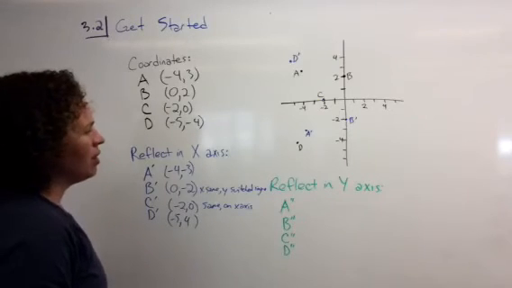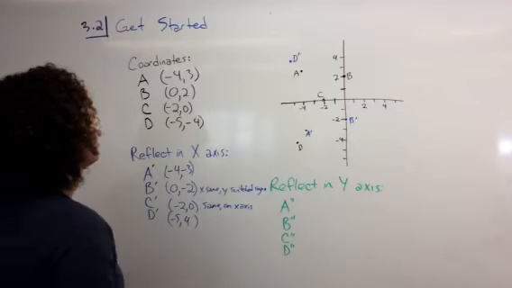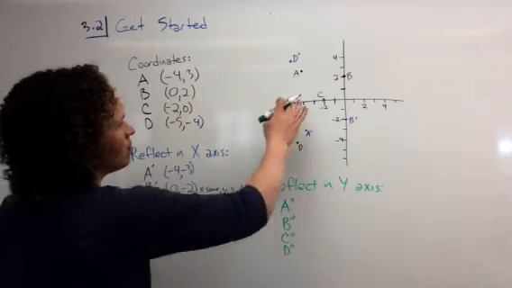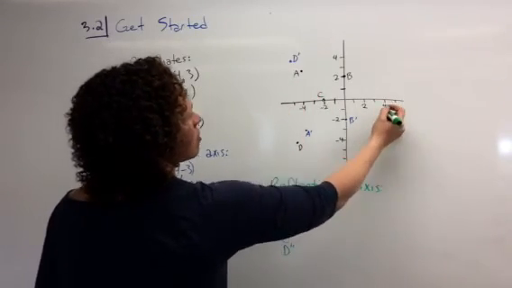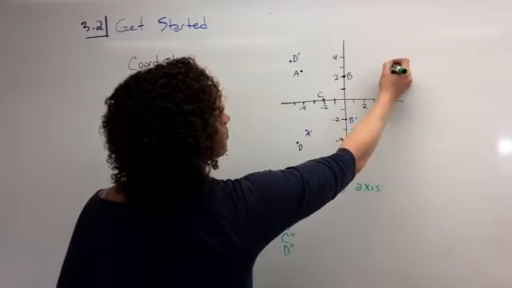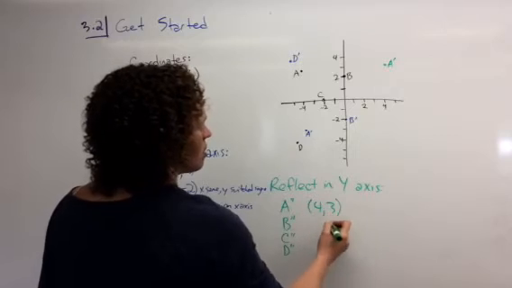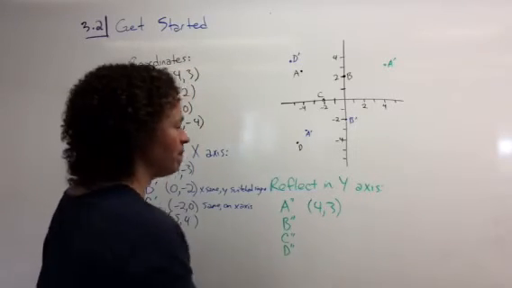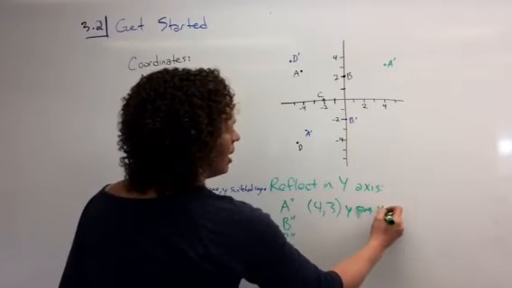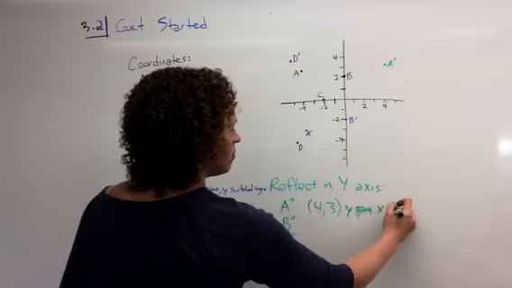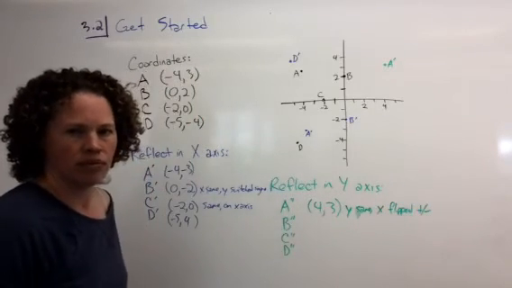Okay, now going back to the original points, ignoring the blue ones, A was at -4 and 3, and now we're flipping it over the y-axis. So it's going to be at 4 and 3. There's our A prime. So 4 and 3. So this time, y stayed the same, but x flipped. So we could say positive or negative, it switched signs.